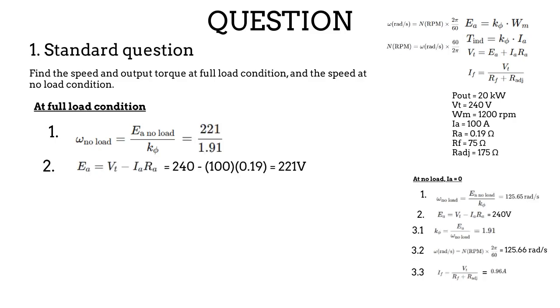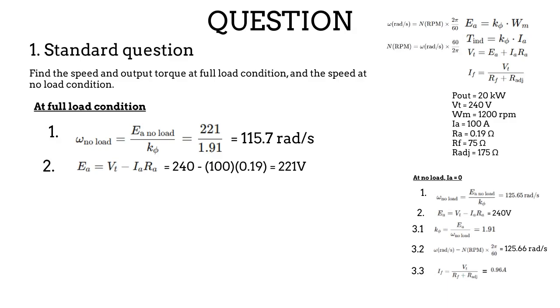Now we have obtained EA and K flux. The value of the full load speed, also known as rated speed, is 115.7 radian per second. To find torque, we use this equation. P out is given, W rated is the full load speed. The torque value is 172.6 Newton-meter.